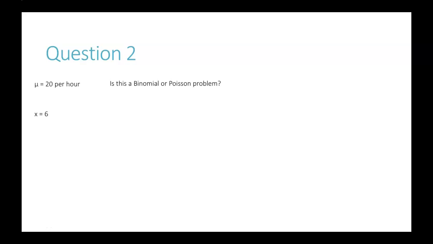So that's one way for us to know that we might be going down the Poisson route. Another way that we know is that our mean is given in terms of time. It's that per hour in our mean. So whenever you have a per hour, per day, per year, that tells us we are dealing with Poisson. So it is a Poisson problem. Now, what is the probability of exactly 6 customers arriving in 30 minutes?